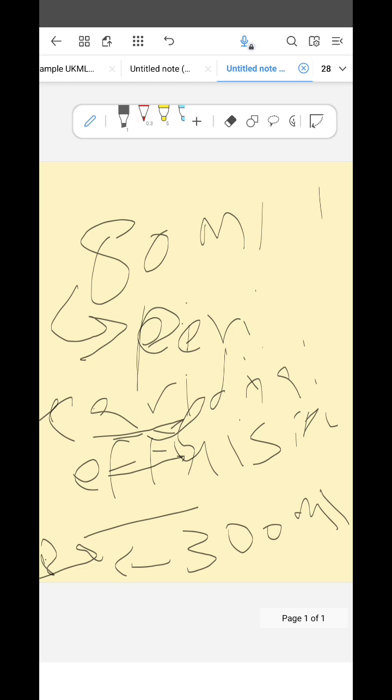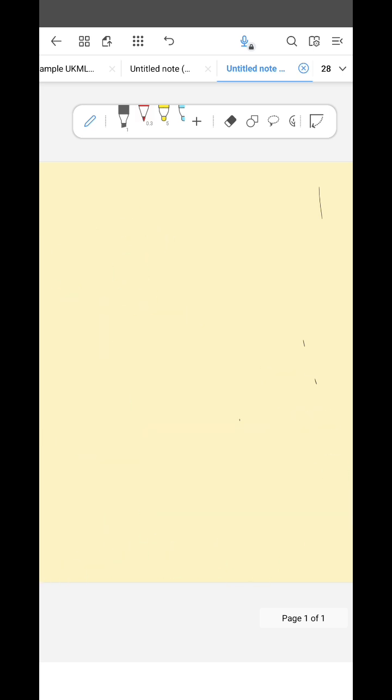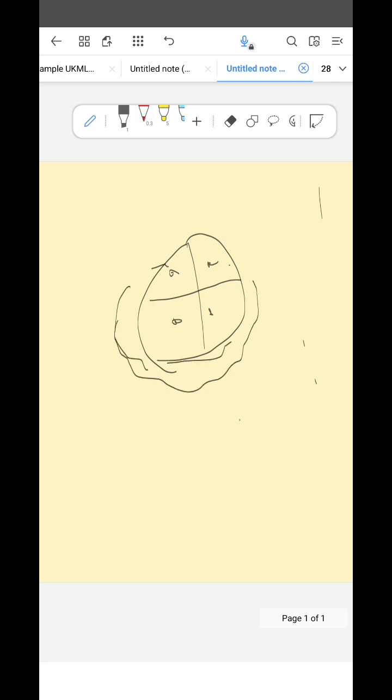If pericardial effusion is left untreated, cardiac tamponade occurs as a complication. So let's go back to our diagram. This is the right atrium, the right ventricle, the left atrium, and the left ventricle. We said that there is fluid accumulation in the pericardial space.